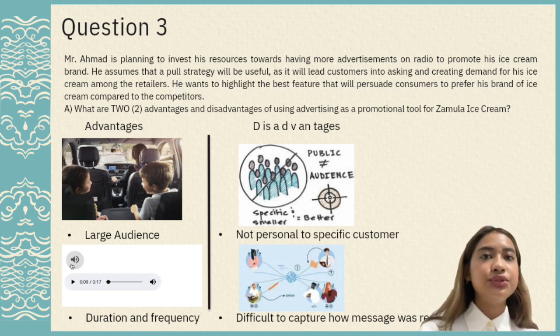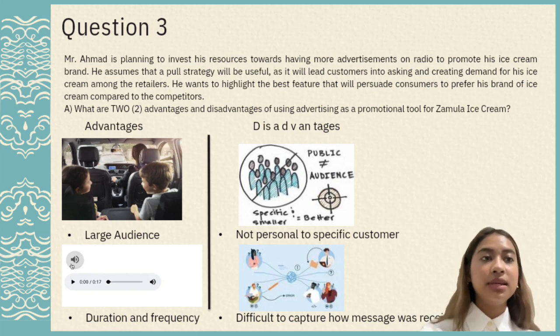In question 3A, it asks for 2 advantages and disadvantages of Zamula ice cream using advertising as a promotional tool. Firstly, the first advantage would be that it caters to a large audience. The school children will listen to it on their way to school in the vehicle, and there will be a broad audience because not only do children listen to radio, but also their parents, the elderly people, or anyone listening to the radio as a matter of fact.